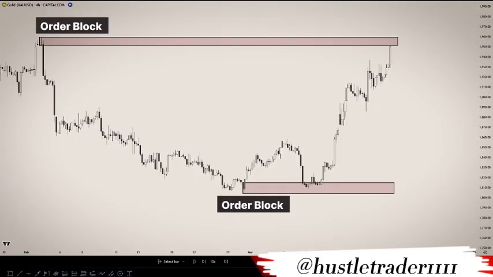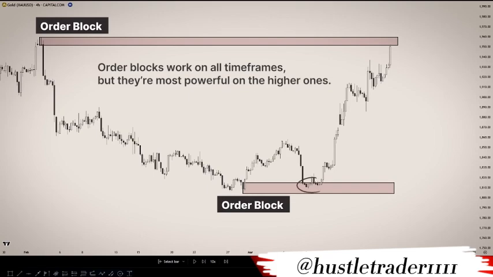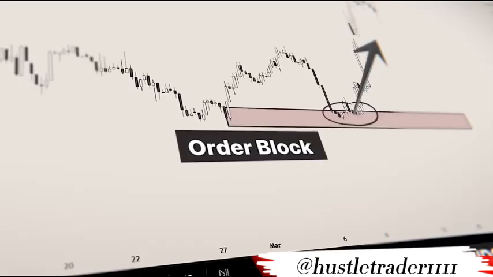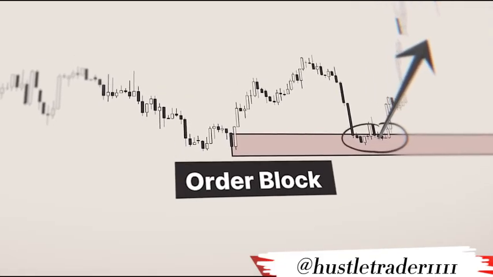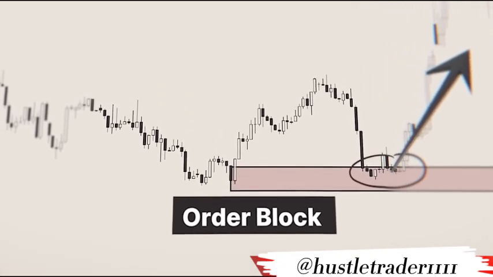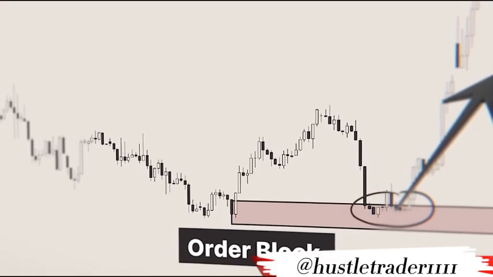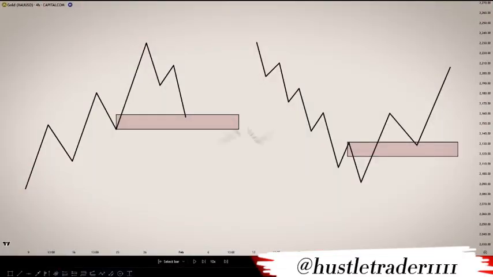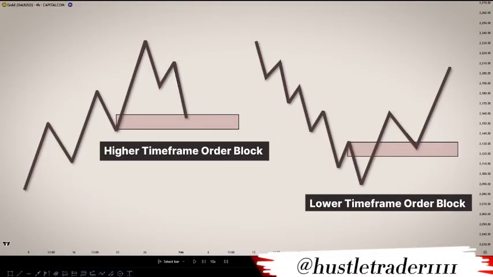A quick word on timeframes. Order blocks work on all timeframes, but they are most powerful on the higher ones. An hourly order block is usually more significant than a 5-minute one. But that doesn't mean you should ignore the lower timeframes. In fact, you can use multiple timeframes together.